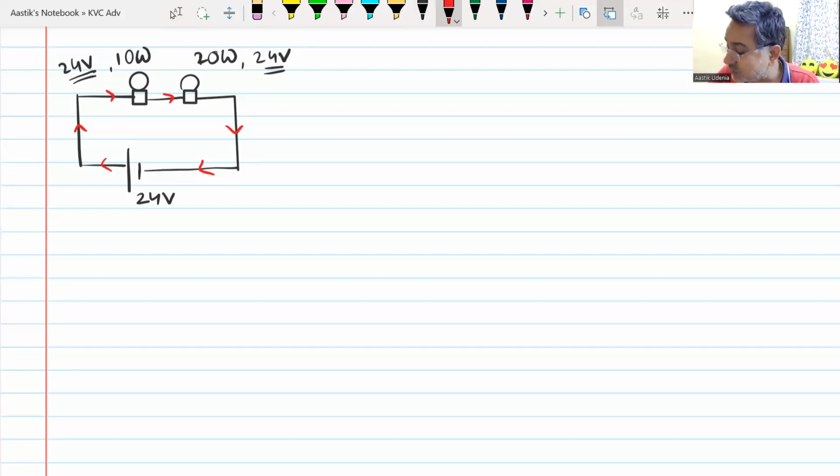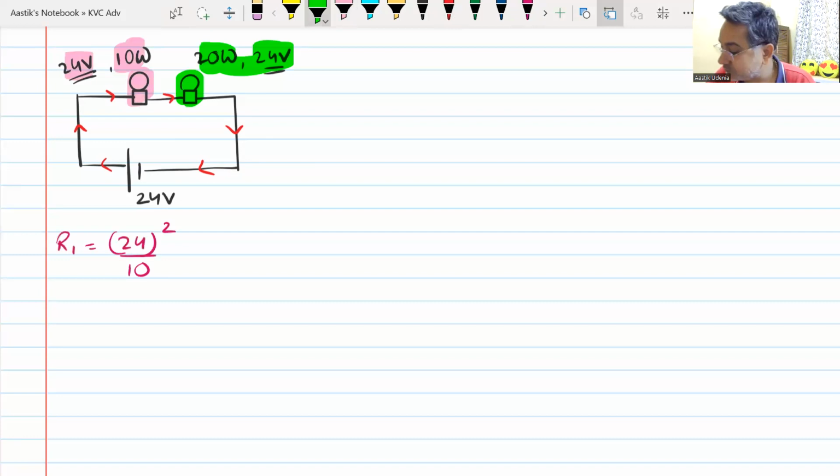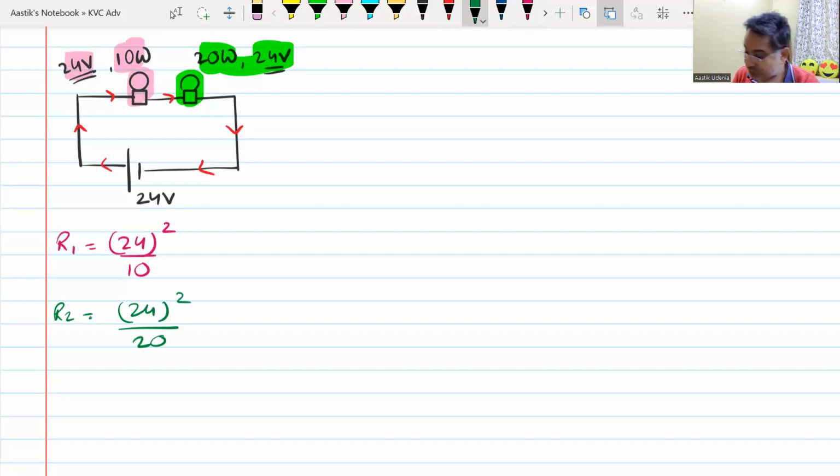If I call the resistance of this pink bulb R1, that will be equal to V square, 24 square by 10, and the resistance of this green bulb R2 as 24 square by 20. So R2 is less, R1 is more, and therefore power consumed by the first bulb will be more compared to the power consumed by the second bulb. Do you understand this? Yes, sir.